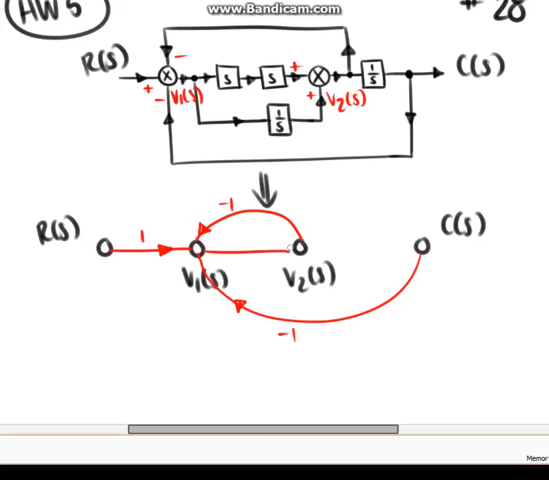From the block diagram, from V1 to V2, from one pathway we have a gain of S squared, and from another pathway we have a gain of 1 over S. And then from V2 we have a gain of 1 over S to C of S. So that is our signal flow diagram.